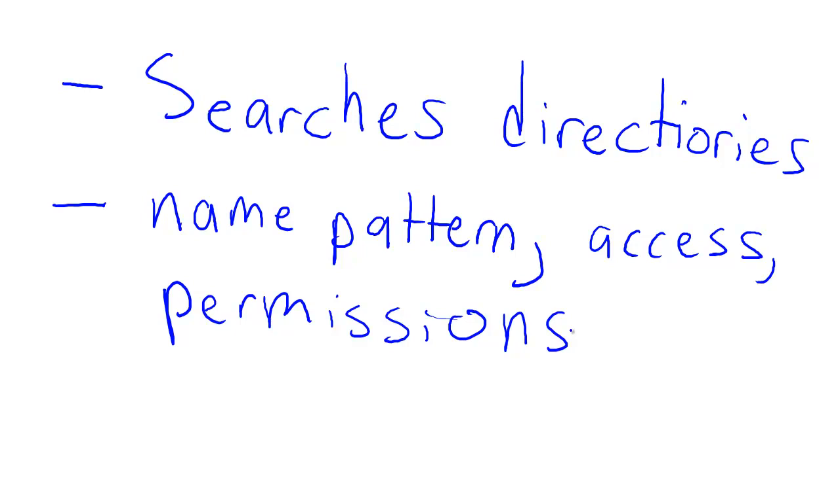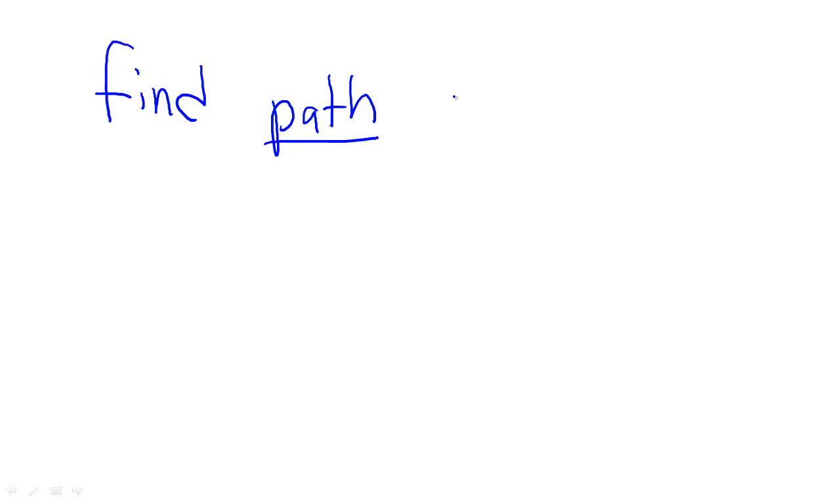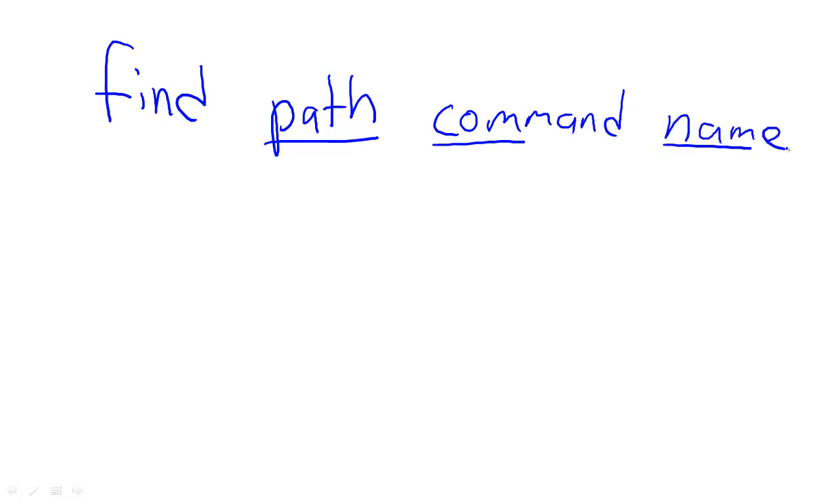So let's talk about how you use find. The basic syntax for find is find, then where you're searching, so the path, and then what you want to search for. So this is usually the command here, and then you search for, let's say, the name. So now that we kind of know what the command would look like, let's actually type one out on the command line.